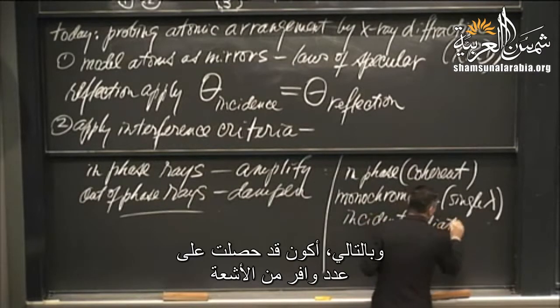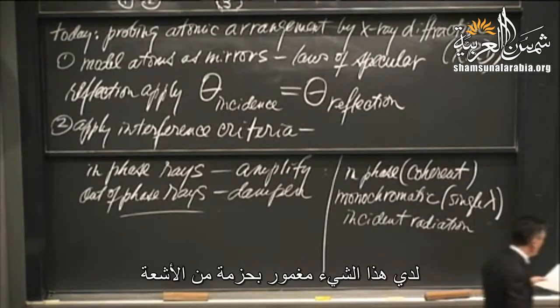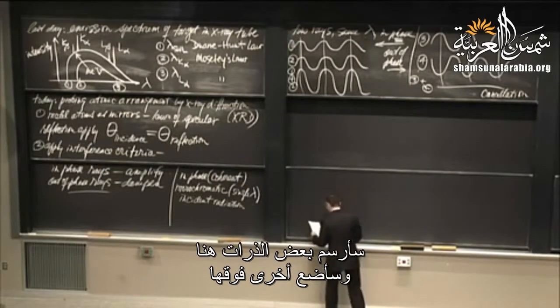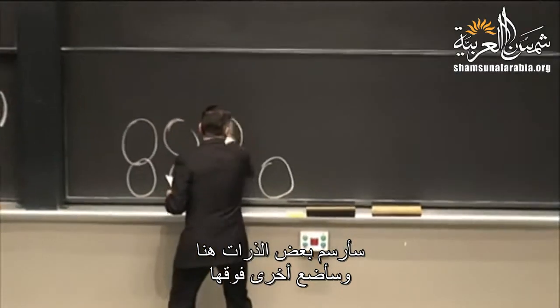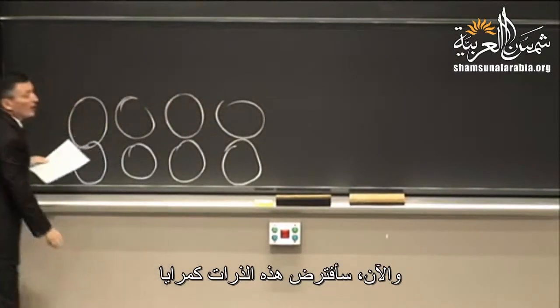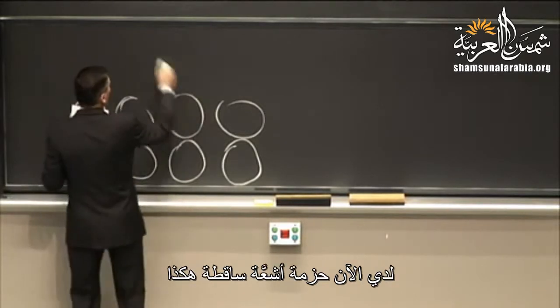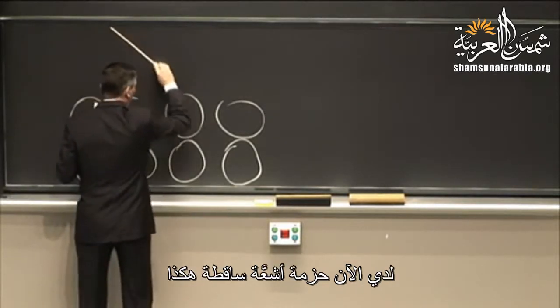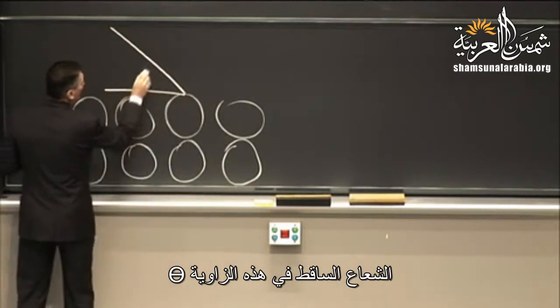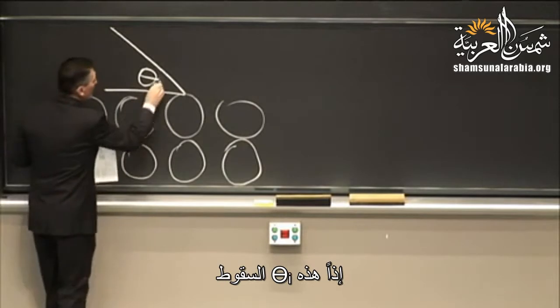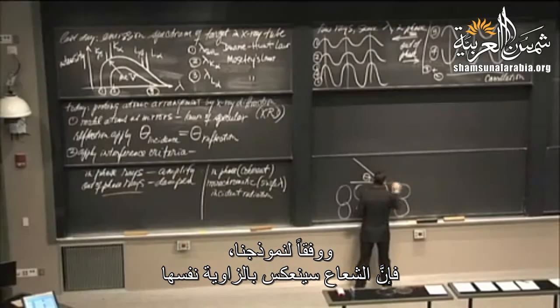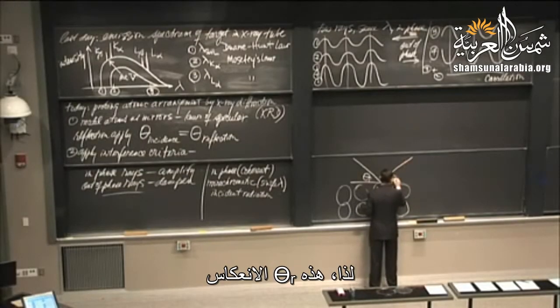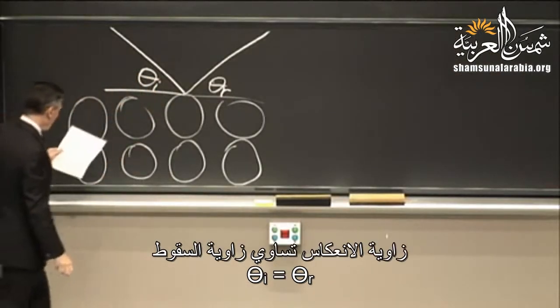Incident radiation. So I've got a plurality of rays. I got this thing flooded by a beam. And so what I'm going to do is I'm going to draw some atoms here. 1, 2, 3, 4. And I'll put a second batch on top. And now I'm going to model these as mirrors. So I'm going to have the incident beam come in like so, at an angle theta. So this is theta incident, all right? This is the angle of incidence. And according to our model, the beam is reflected at the same angle. So this is theta reflection, and theta reflection equals theta incidence.